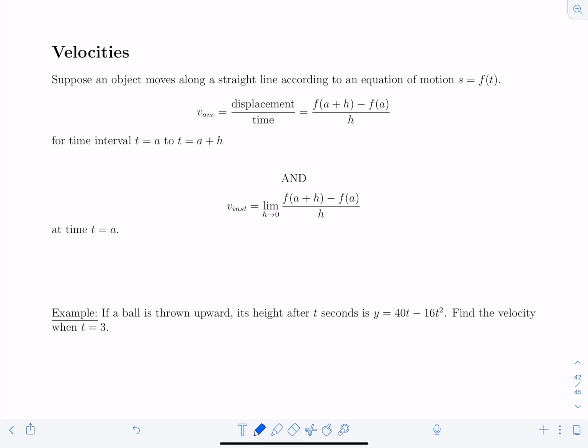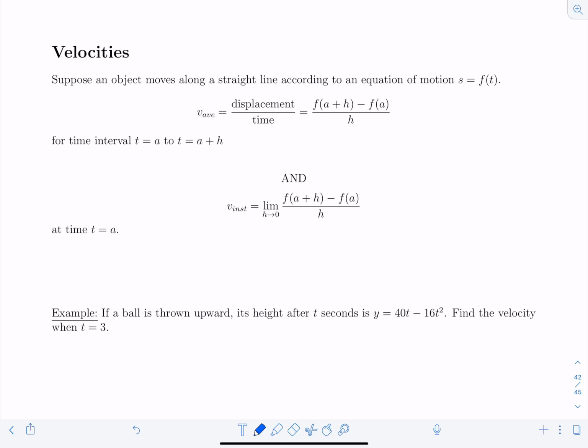Suppose an object moves along a straight line according to an equation of motion, s equals f of t. So the object can only move in one dimension, meaning it's only going to move forward and backwards, up and down, but it cannot move in a two-dimensional plane. If you want to figure out the average velocity, you look at its displacement, its change in position, divided by the change in time. And so we have this formula again for average velocity.